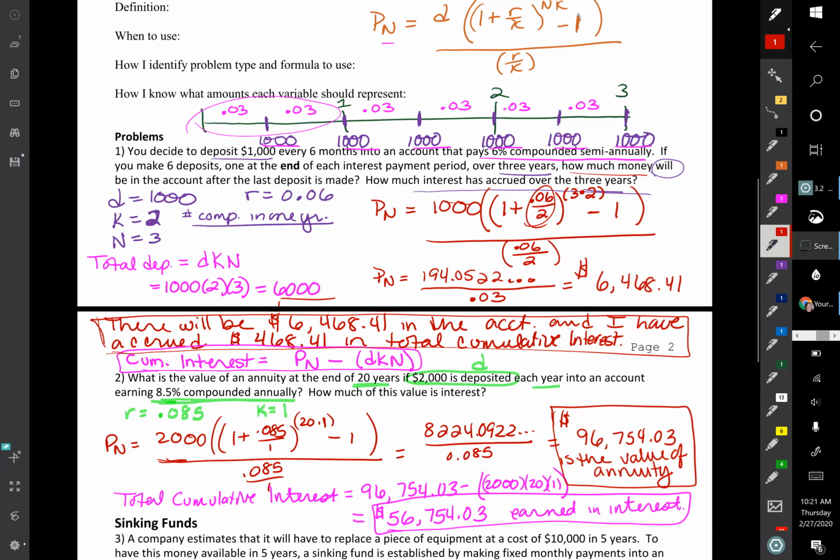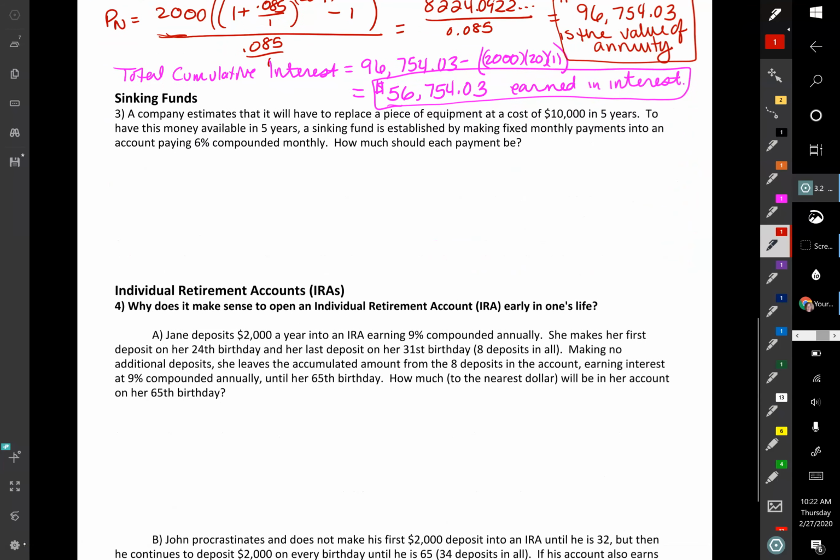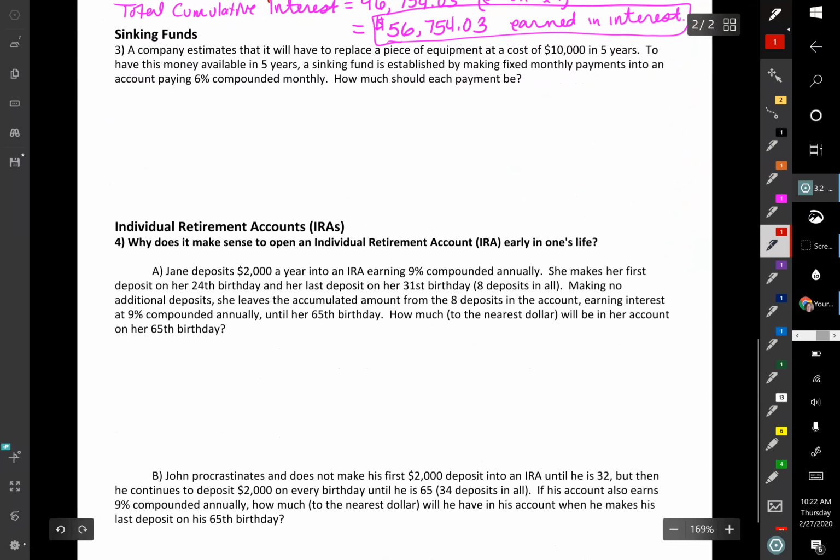So I will do number 3 in a separate video, but if you want to start trying it, one thing to think about is this time you're solving for different variables, same formula, but watch what you're given. Be careful of what you're given and put things in the right spot.